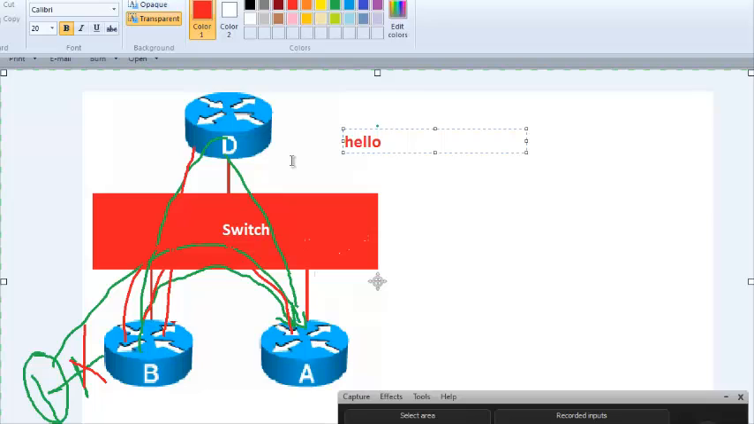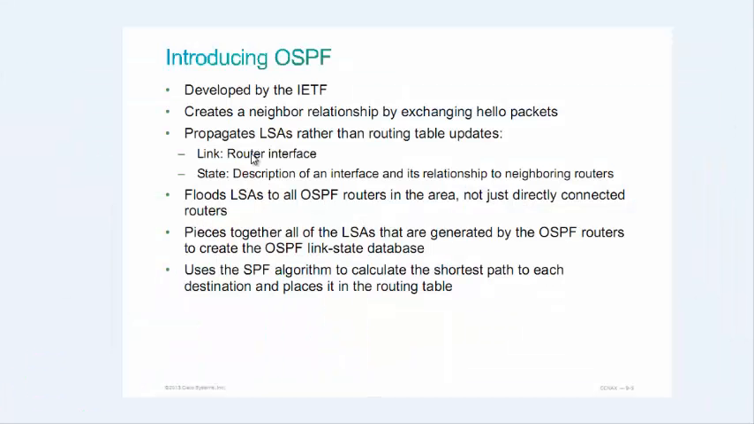So only with the help of exchange of hello packets will you be able to form neighborship between two routers. Now when you talk about OSPF, as we said, it belongs to a class of link state routing protocols. That is why it propagates LSAs rather than routing table updates. RIP was a routing protocol which used the routing table as an update to the next router. But in OSPF, LSAs are used.